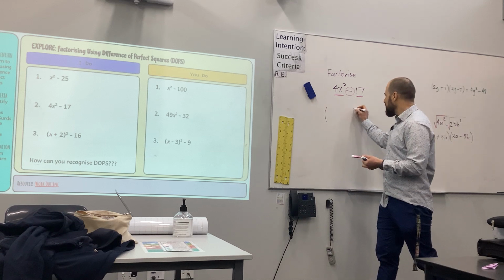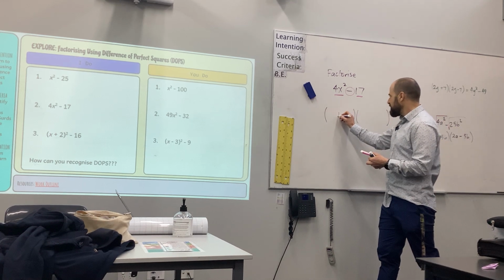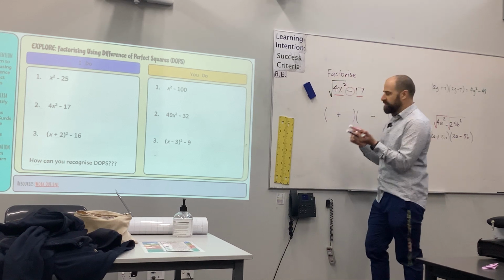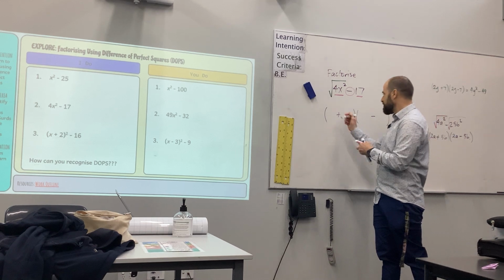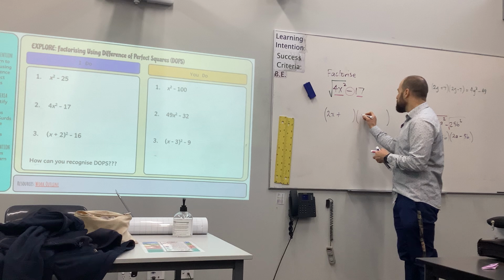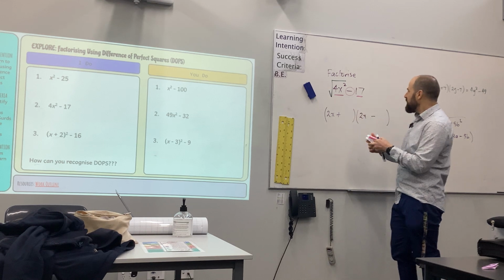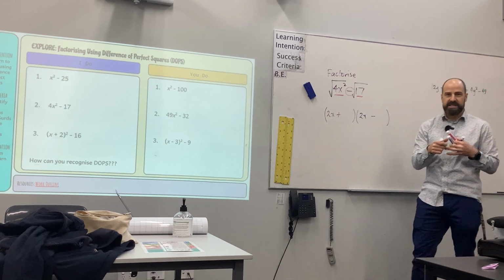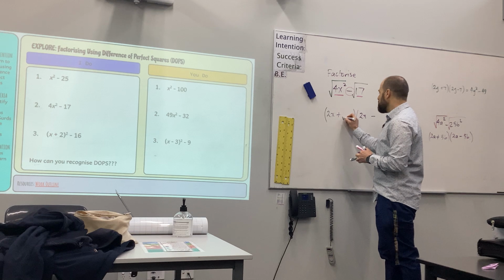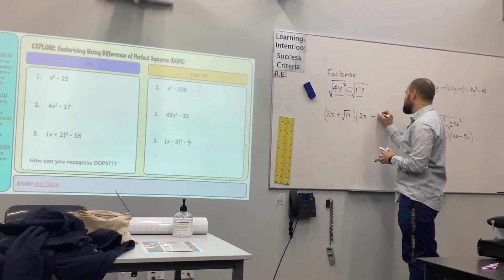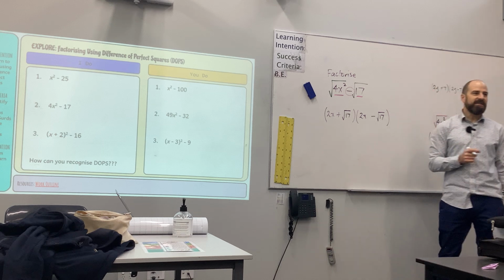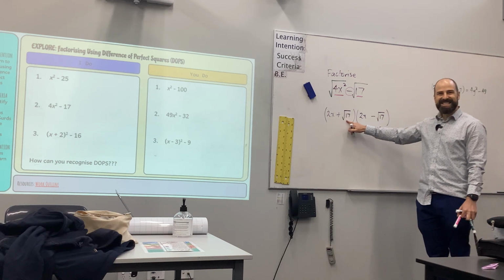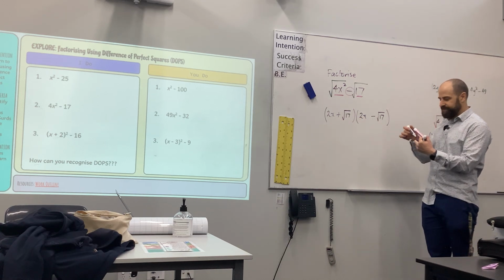I start with 2 brackets. Plus minus. I take the square root of the first term. What is the square root of 4x squared? It is 2x. That goes in the first position in each bracket. Then I take the square root of the second number. Do we know what the square root of 17 is? We don't know what it is, but we learnt to write numbers as surds earlier in the year. So we're going to leave them exactly like that. All right? And that's factorised. So this is an exact factorised expression.